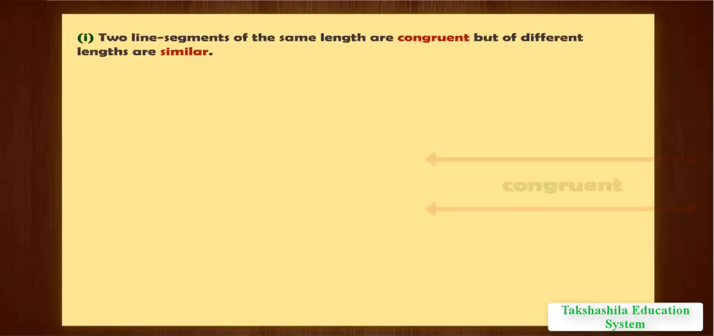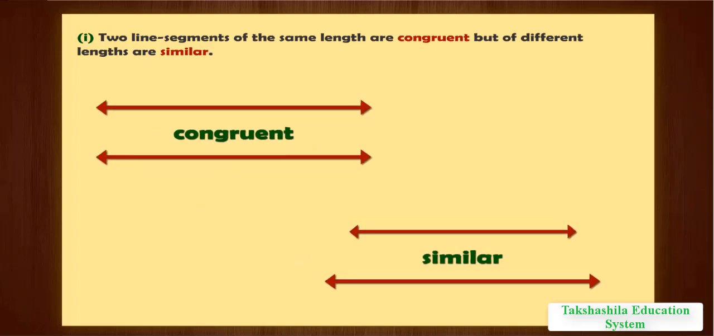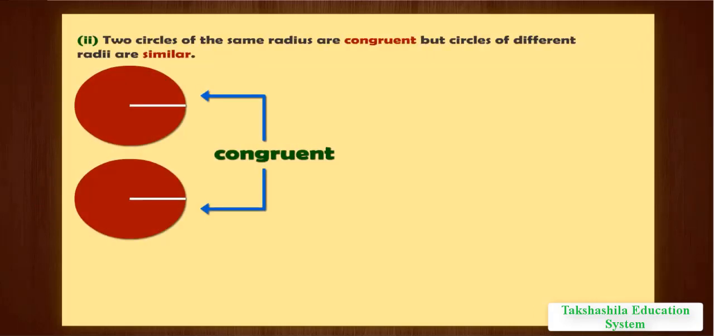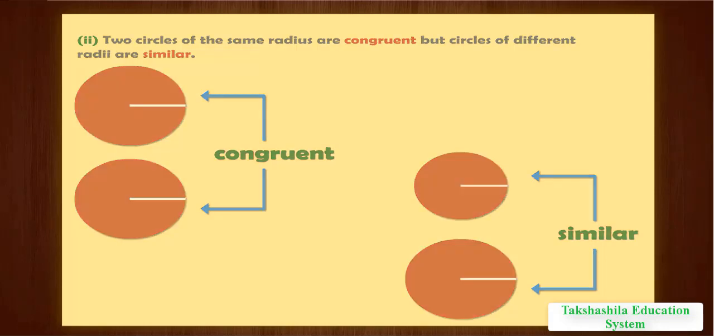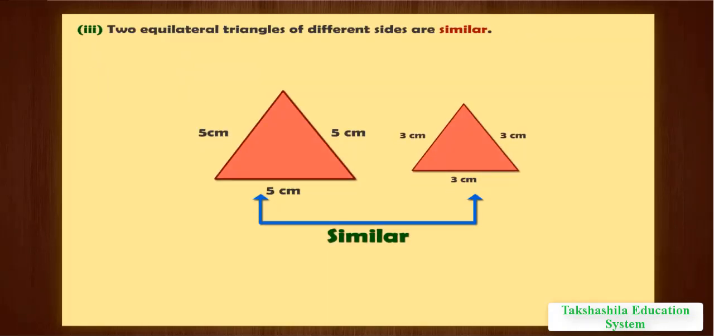Let's take examples of some similar objects. 1. Two line segments of the same length are congruent but of different lengths are similar. 2. Two circles of the same radius are congruent but circles of different radii are similar. 3. Two equilateral triangles of different sides are similar.